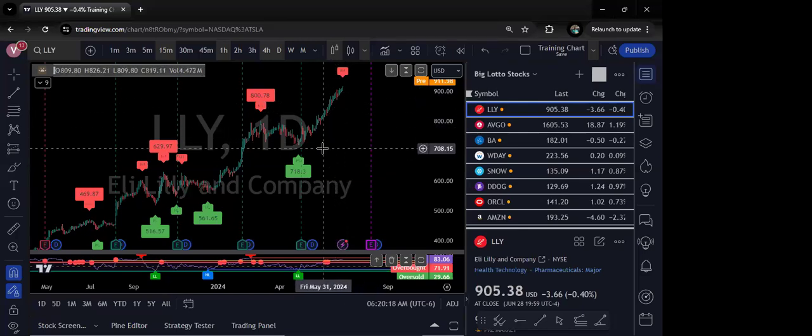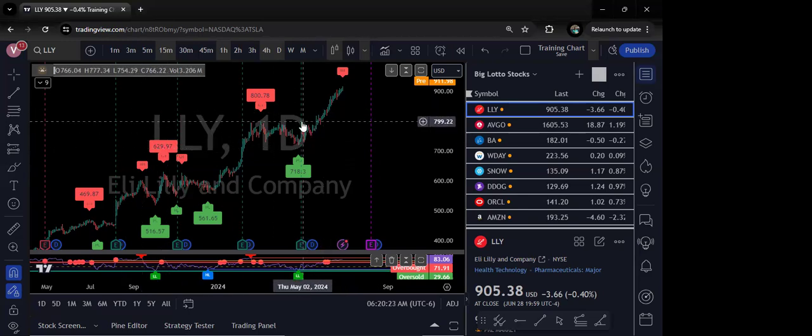So the first level was 819. So it means from 718, you'll be holding calls to 819. Then 38% is 831, 50% is 841.